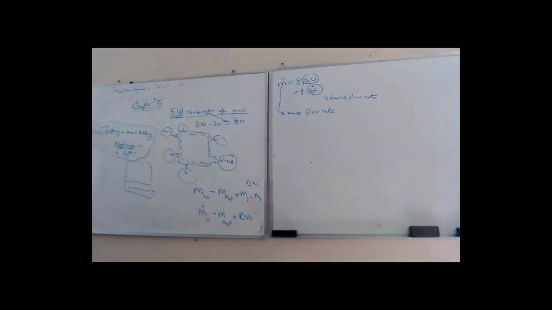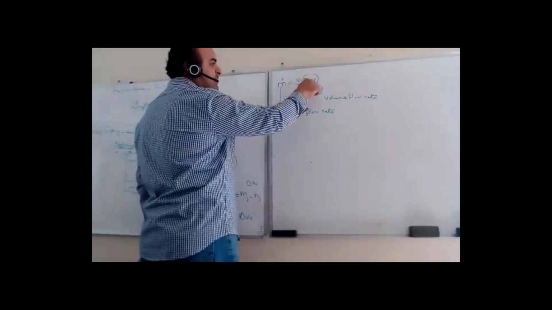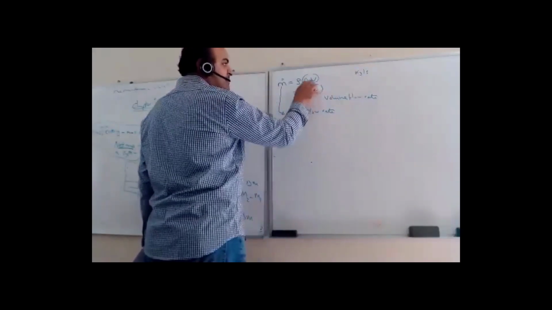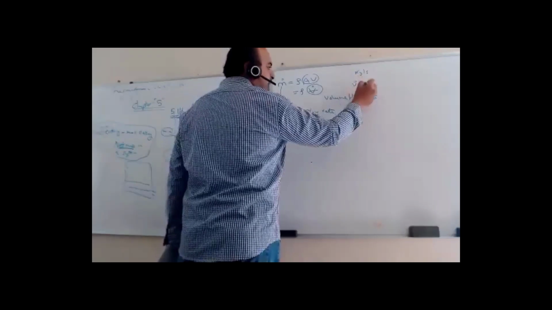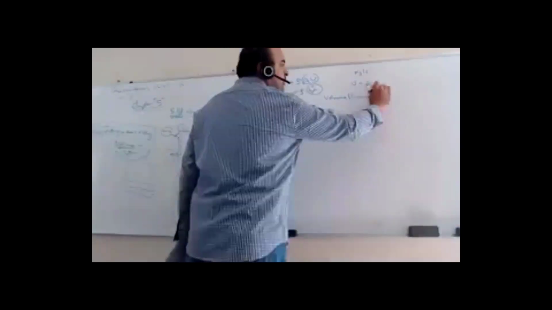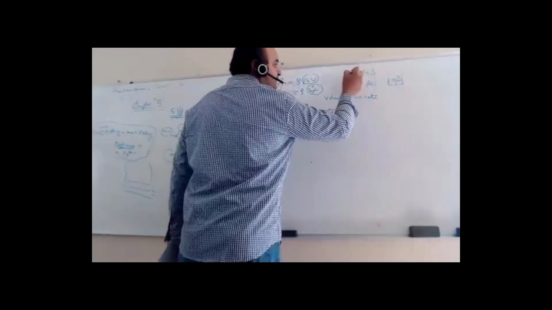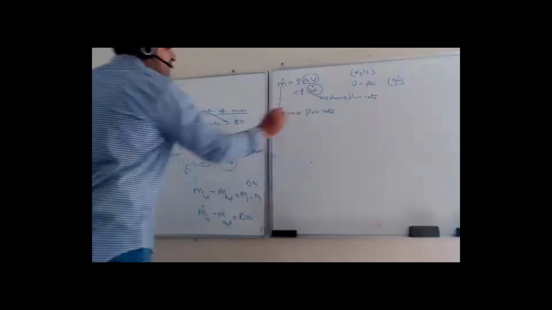You have seen that from high school. M dot equals rho AV. So rho is kilogram per meter cube, A is meter square, V is meter per second. The net is kilogram per second. V dot by itself is AV, which is equivalent to meter cube per second in SI units. V dot equals AV. This is volume flow rate. This is mass flow rate.